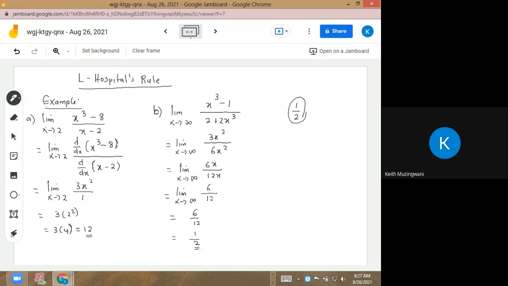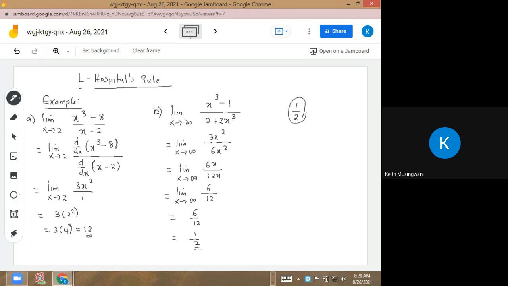Some things will only be nice when you discover them yourselves as you do so many questions. You discover that for as long as the powers are equal for the numerator and the denominator, and the limit goes to infinity, you will always be finding just the coefficient of the numerator over the coefficient of the denominator if the powers are equal. If the power of the denominator is higher than that of the numerator, the limit will always be 0. And if the power of the numerator is higher than that of the denominator, the limit will always be infinity.